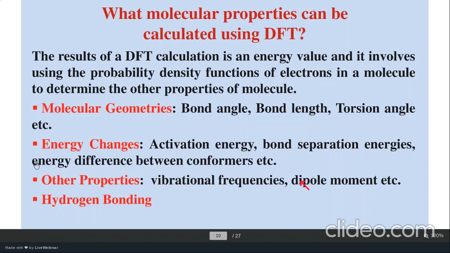We get the optimized data, and going through the results, we find some vibrational frequencies, the IR spectra, the Raman spectra, etc. And the hydrogen bonding, how hydrogen interacts with our molecule, we can also find through this method.